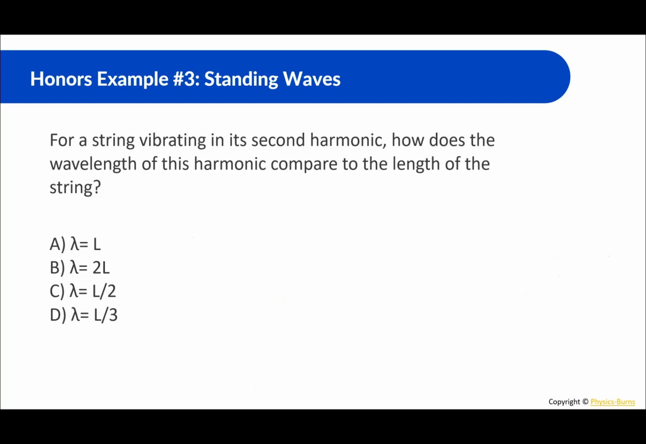All right, moving on. For a string vibrating in its second harmonic, how does the wavelength of its harmonic compare to the length of the string? Okay, so the second harmonic is going to be 2 antinodes. So 1. Okay, that's how it's going to look. And then it's reflected back. Okay. So we can see here, this is the equivalent of a wavelength. So the wavelength and length are the same in this instance. Okay. So they're just going to be equal to each other.